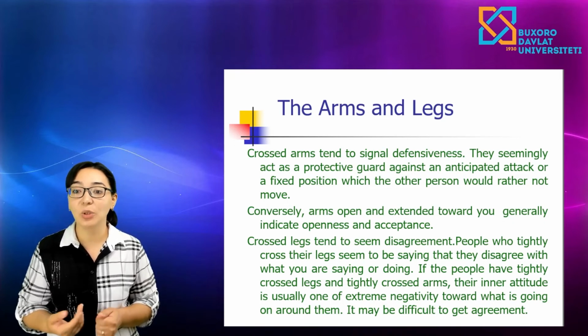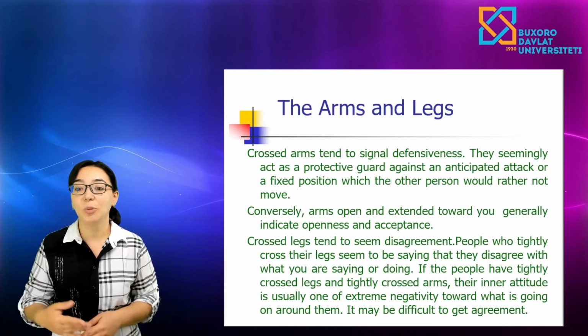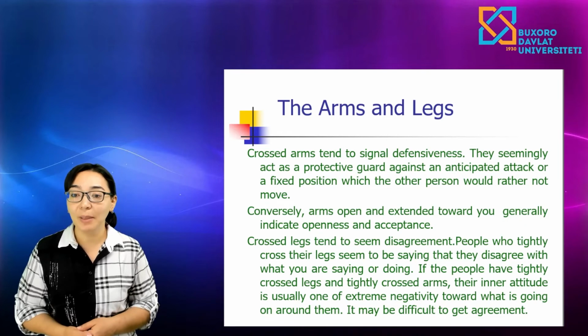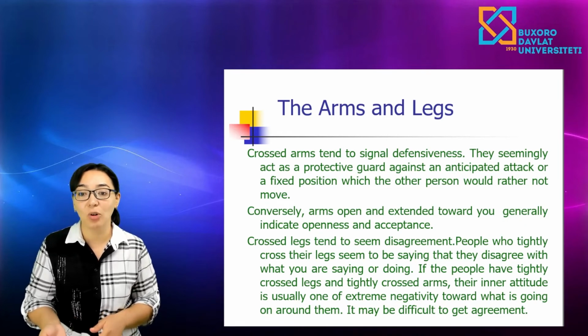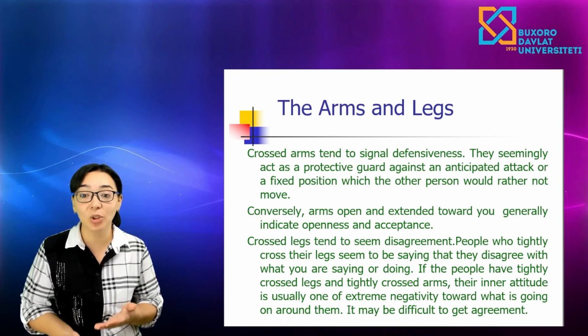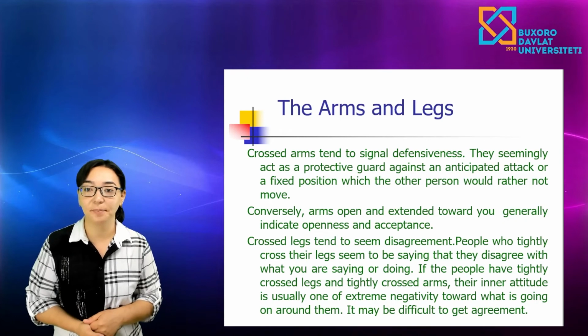Crossed legs tend to seem disagreement. People who tightly cross their legs seem to be saying that they disagree with what you are saying or doing. If people have tightly crossed legs and tightly crossed arms, their inner attitude is usually one of extreme negativity toward what's going on around them. It may be difficult to get agreement.